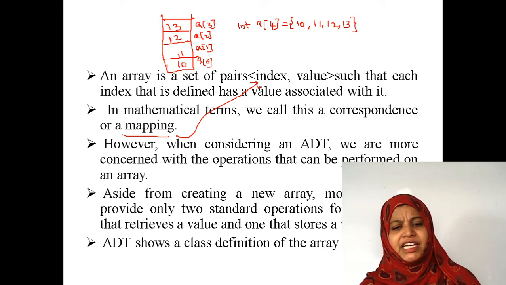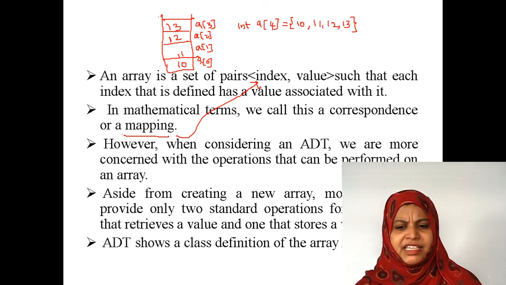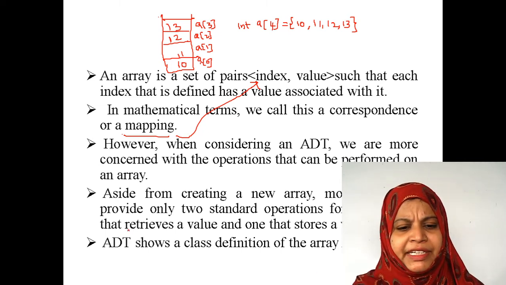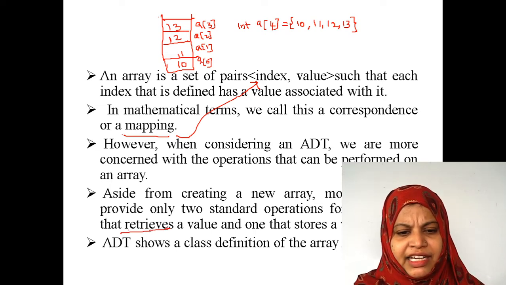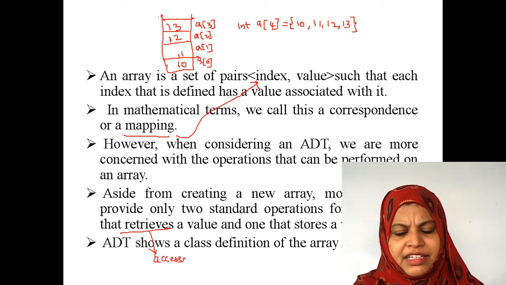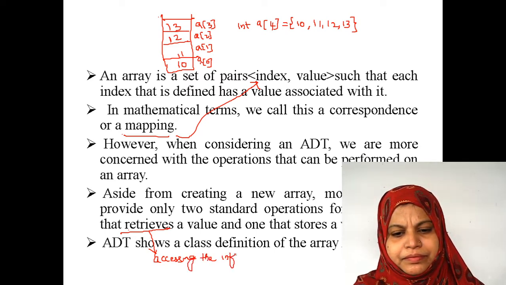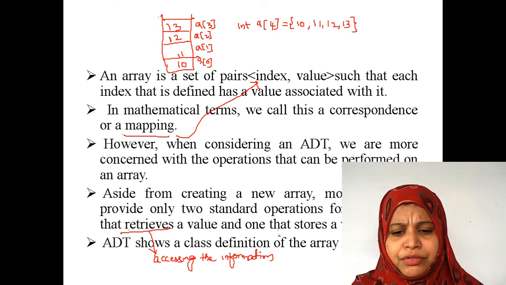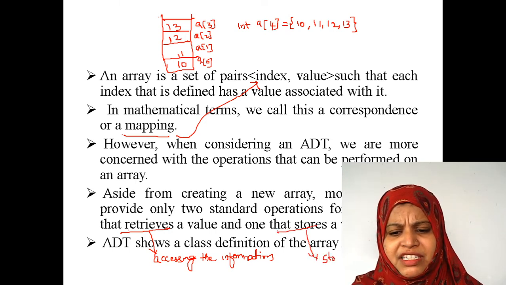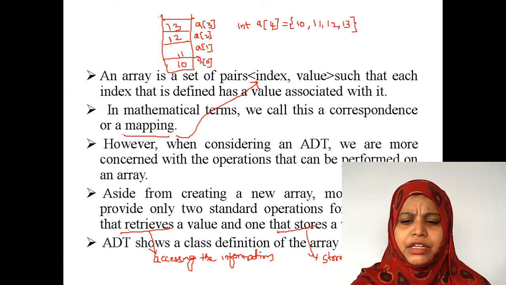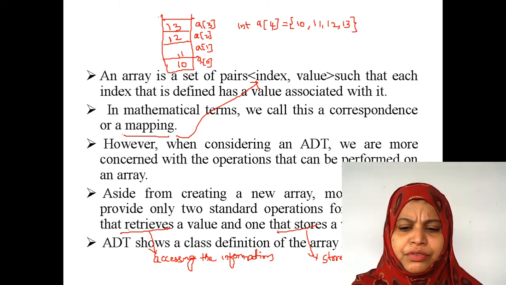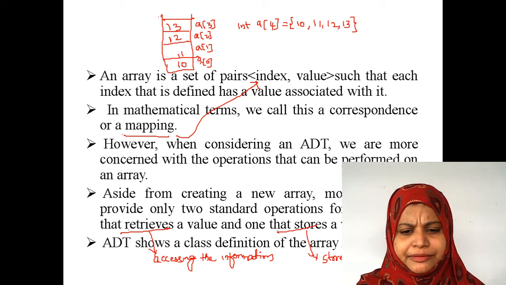That is, first one is retrieving the information from the array, second one is storing the information in that particular array. First one is retrieving the information. See here, retrieving means accessing the information from the array. And storing means we are going to store the element at a particular memory location, right?